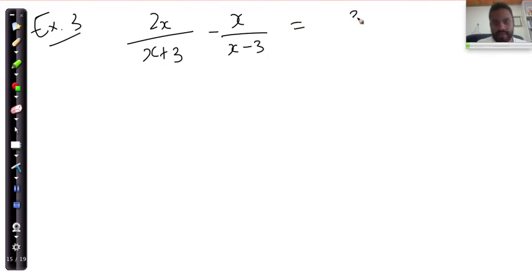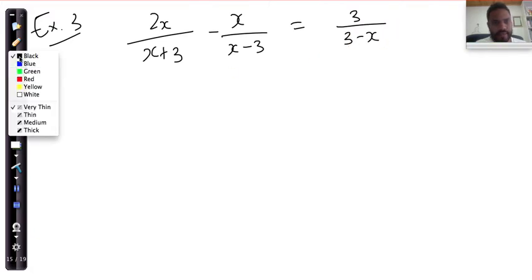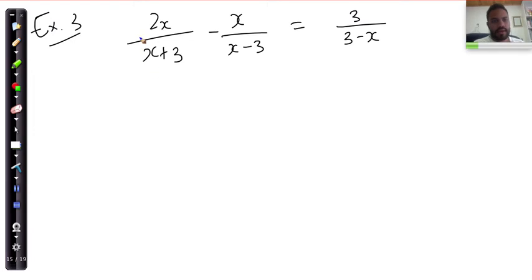Let's look at example number 3: 2x over x plus 3 minus x over x minus 3 is equal to 3 over 3 minus x, right? Okay, so let's look at these examples now. 2x over x plus 3 minus x over x minus 3 is equal to 3 over 3 minus x. Right, so again we've got equations with fractions.